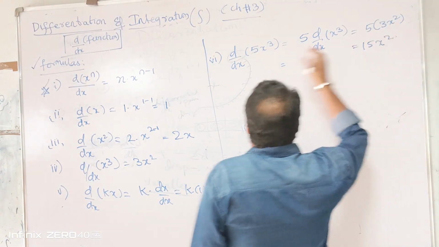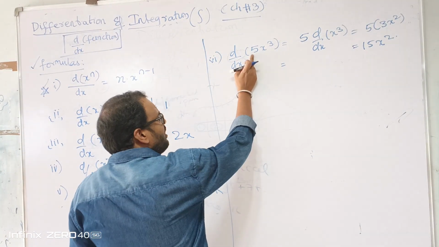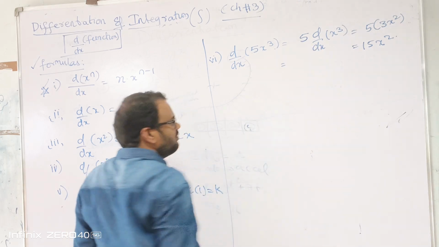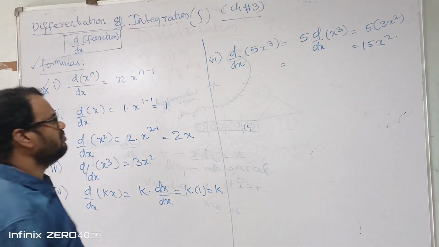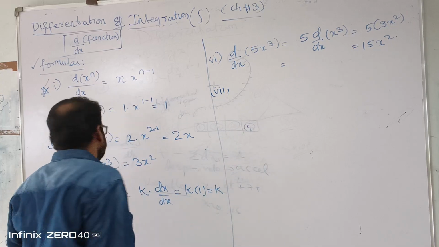15x power 2. So when you have this one, I told you, the power will come to the coefficient. That is, 5 is already there, 3 will come here. What is 3 times 5? 15, and the power is reduced by 1. 15x square is the answer for this. This way, you should remember the formulas. It becomes easy if you have more practice on this.